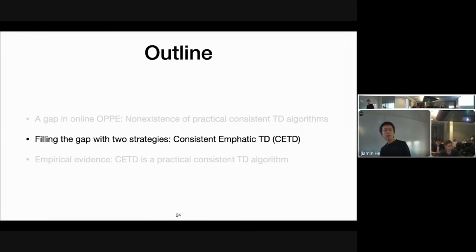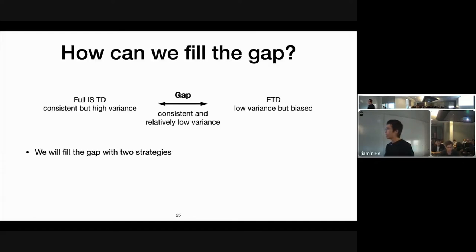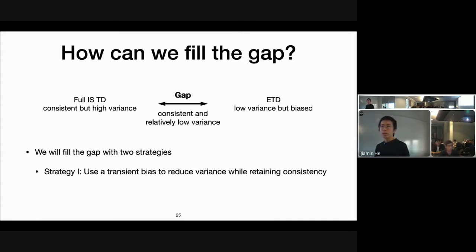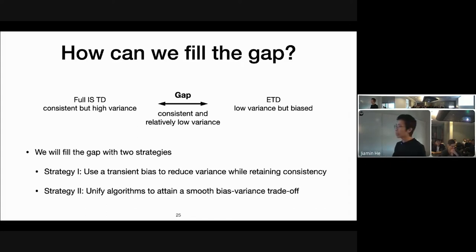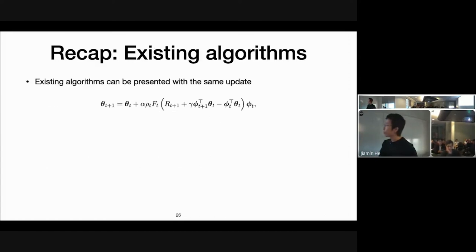And next, I'm going to fill the gap that we just identified and arrive at our algorithm, AETD. Specifically, we will fill the gap with two strategies. The first one is we use transient bias to reduce the variance, while we are still able to retain consistency. And the second strategy is we unify algorithms to attain a smooth bias-variance trade-off, so that we not just find a point in the gap, we fill the gap continuously with a tunable parameter. Before we do that, let's recap what existing algorithms do.